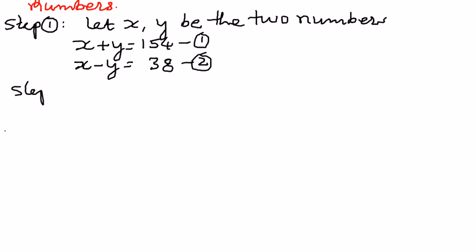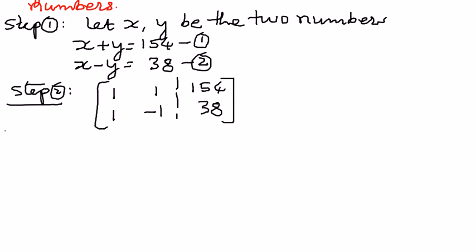In step number 2, we're going to write an augmented matrix based on this system of linear equations. We're going to pick up the coefficients of x and y from equations 1 and 2. The coefficient of x is 1 in equation 1, the coefficient of y is 1, and the constant term is 154. In the second equation, the coefficient of x is 1, the coefficient of y is -1, and the constant value is 38. So we have written out an augmented matrix successfully for this system.